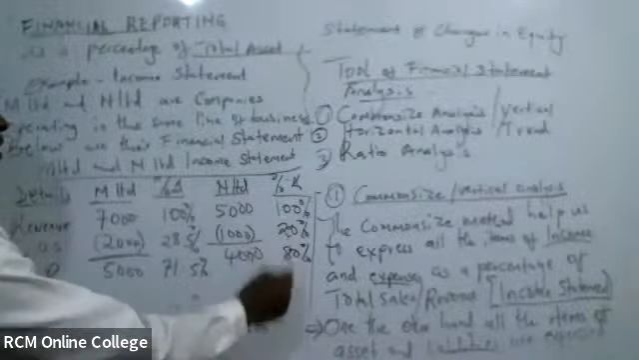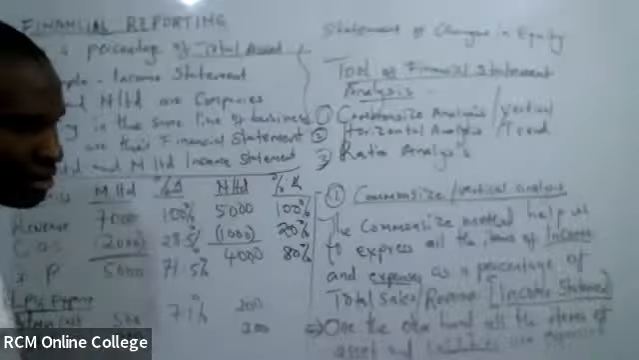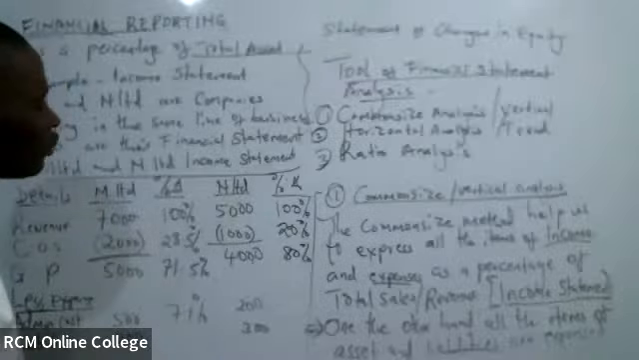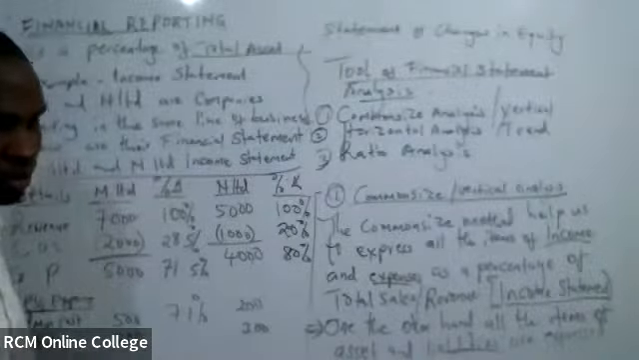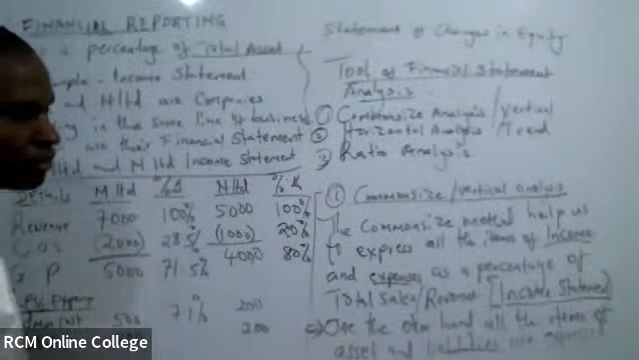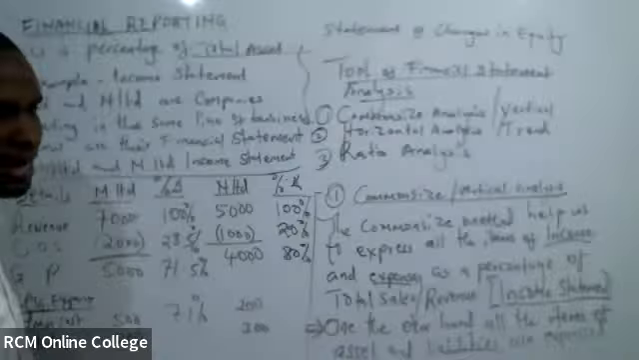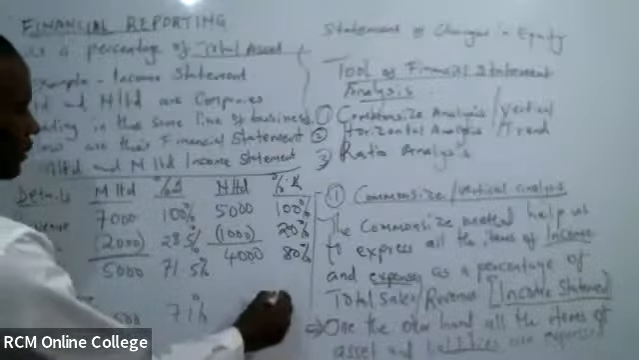Haya, twende kwa admin ya N. Admin ya N. It will be 200 divided by 5,000 times 100. Ngapi? N. Admin ya N. N for notebook. 4%.